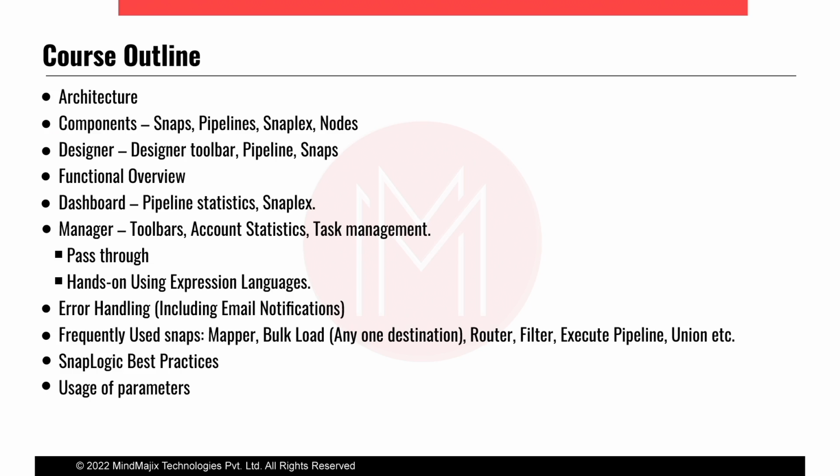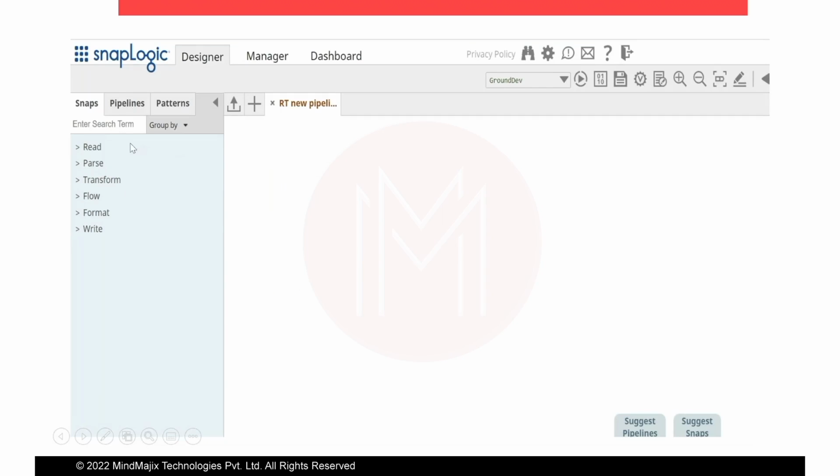We'll have the designer toolbar, where we'll have all the Snaps. If you want to read from a particular source, transform the data, parse the data, make loads into some other destination environments or cloud environments, and do some transformations on the flow, basically we'll do a lot of operations based on the requirement. We'll be doing that in the designer pane. We'll be covering all these things in the course.